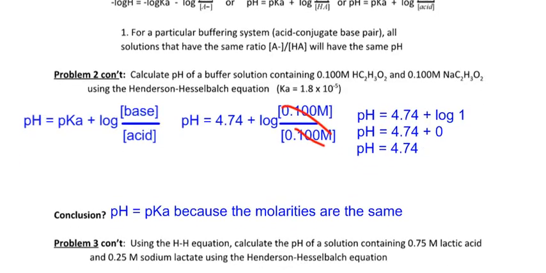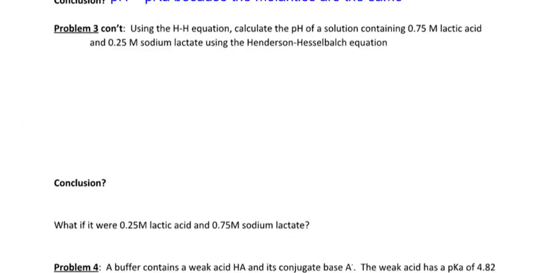So let's go ahead and do problem number 3. Why don't you go ahead and use problem 3 from the prior page, the exact same setup. You have the Ka value on page 2. Pause this and see if you get what I get.